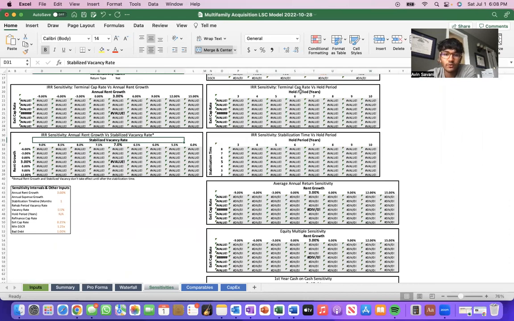So basically you have your hold period versus your exit cap rate, hold period versus stabilization time. I think these two items right here, exit cap rate and stabilization time, are probably the most variable items that many multifamily operators have. Stabilization time is an item that you can vastly over-predict or under-predict, and it's tough to gauge how long that stabilization period is going to be.